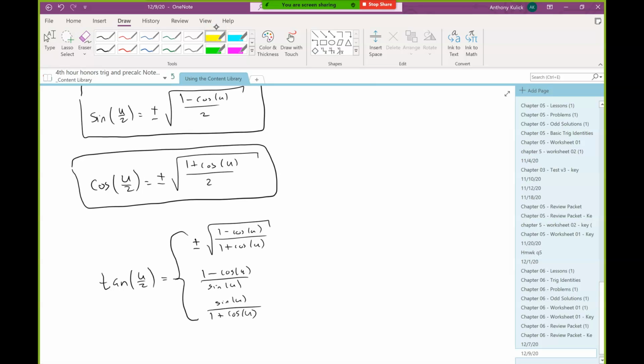The thing that probably needs to be addressed, though, is that in several of these half-angle identities, we have a plus or minus. Now, the actual answer is not going to be plus or minus. We're going to need to decide whether we want the positive or the negative answer. And the way to do that is we just look at the original angle. So let's do an example here where we have to do that.